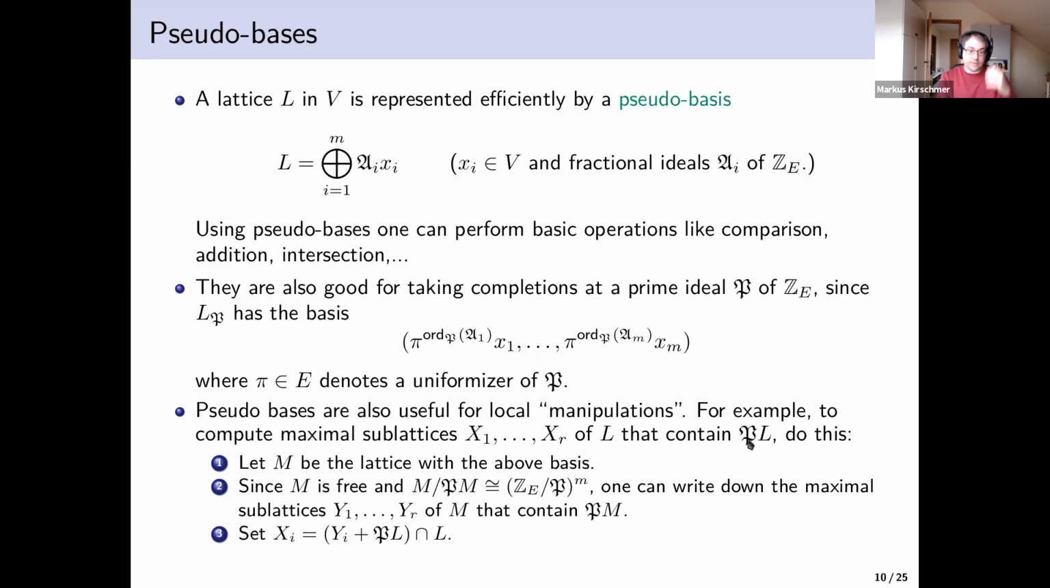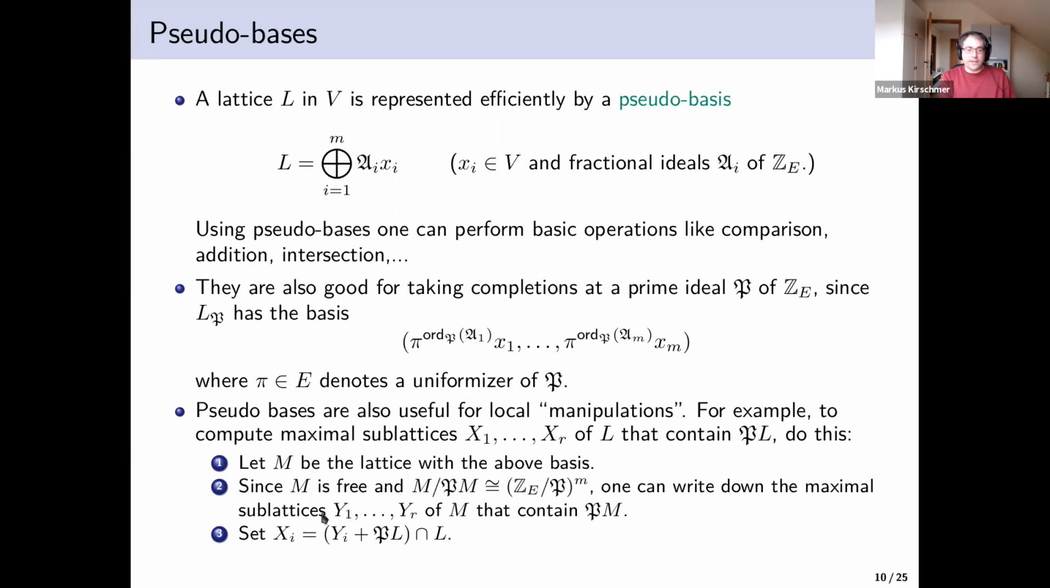Now that's the same thing as writing this down. So you want to write down the maximal submodules whose index is this prime ideal P. And this can now be done easily as follows. First of all, let M be the lattice given with this free basis here. So we take the free lattice with this basis. Now M is free, so M modulo P times M is a vector space over the finite field Z_E mod P.